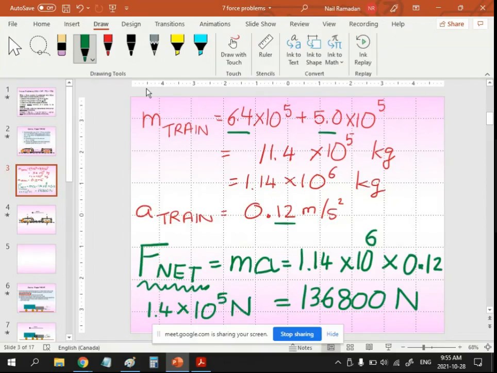This is the amount of the net force combining all the forces on both cars of the train. Okay? Well, I need to put it in the same sig fig because you cannot use more sig figs or less sig figs than the ones in the problem.